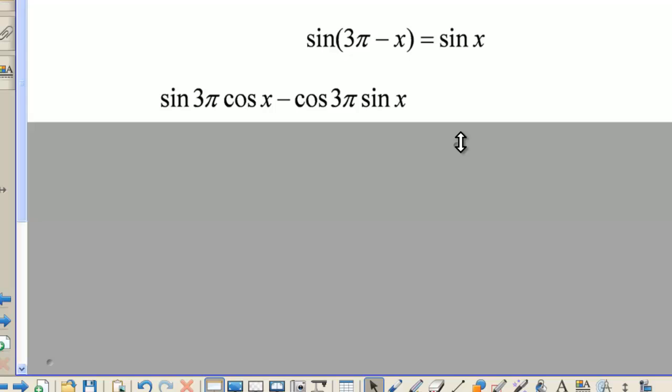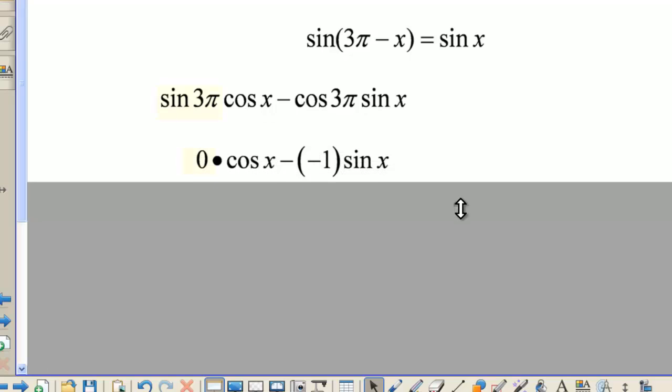Next, I'm going to evaluate the sine of 3 pi and the cosine of 3 pi because that was a concrete angle and I'm able to find their exact values. So the sine of 3 pi, which is going to be the same as the sine of pi, is 0.